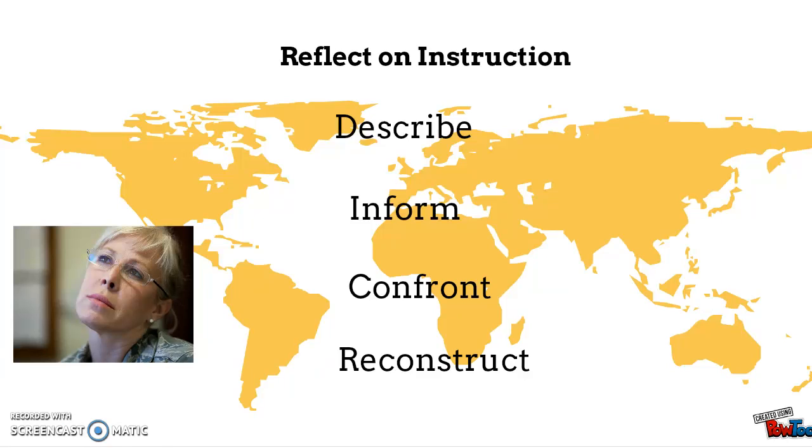The first question has to do with describing the situation. What did I do and what happened? The second question has to do with informing the situation. What does this mean for students? The third has to do with confronting. How did I come to approach my work this way? And the fourth has to do with reconstructing. How might I do things differently in the future?